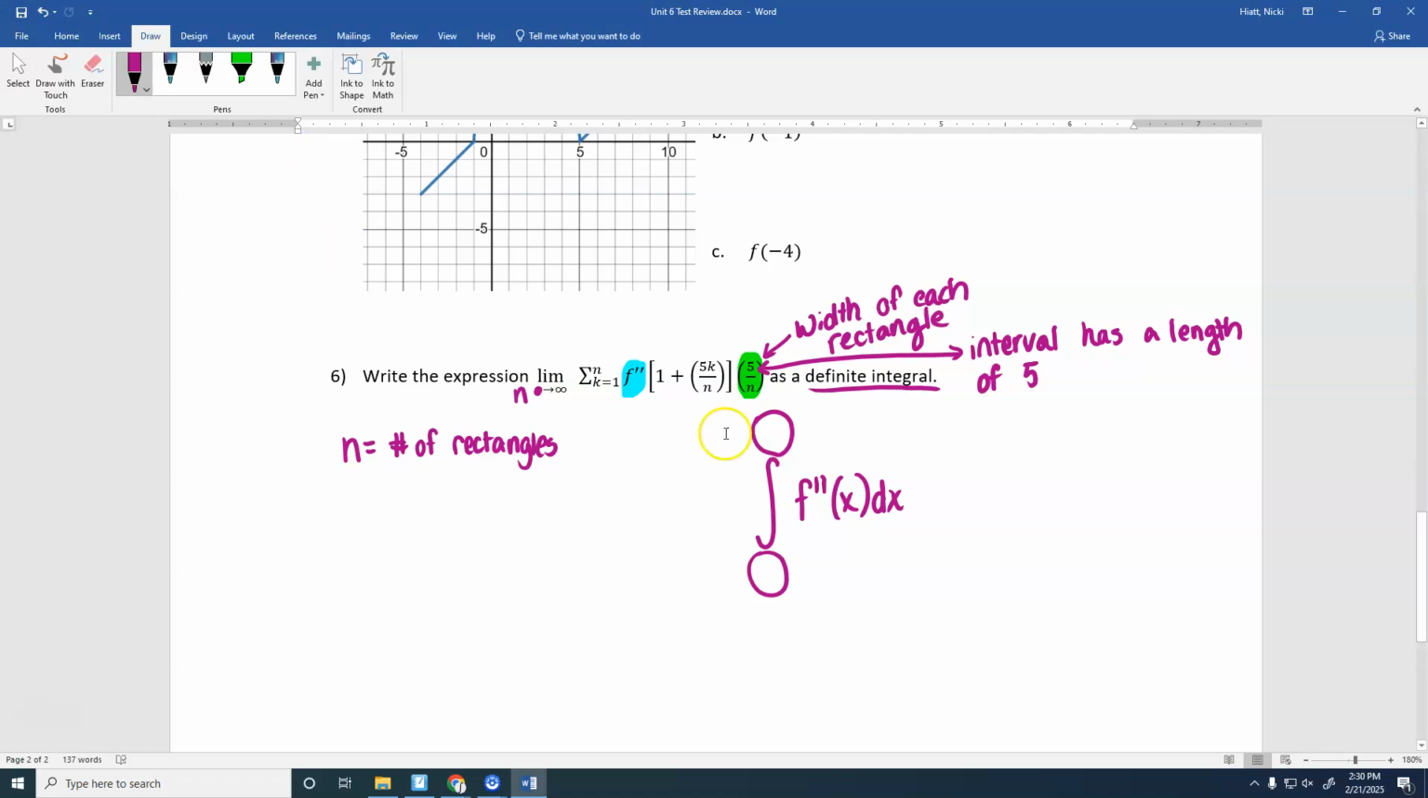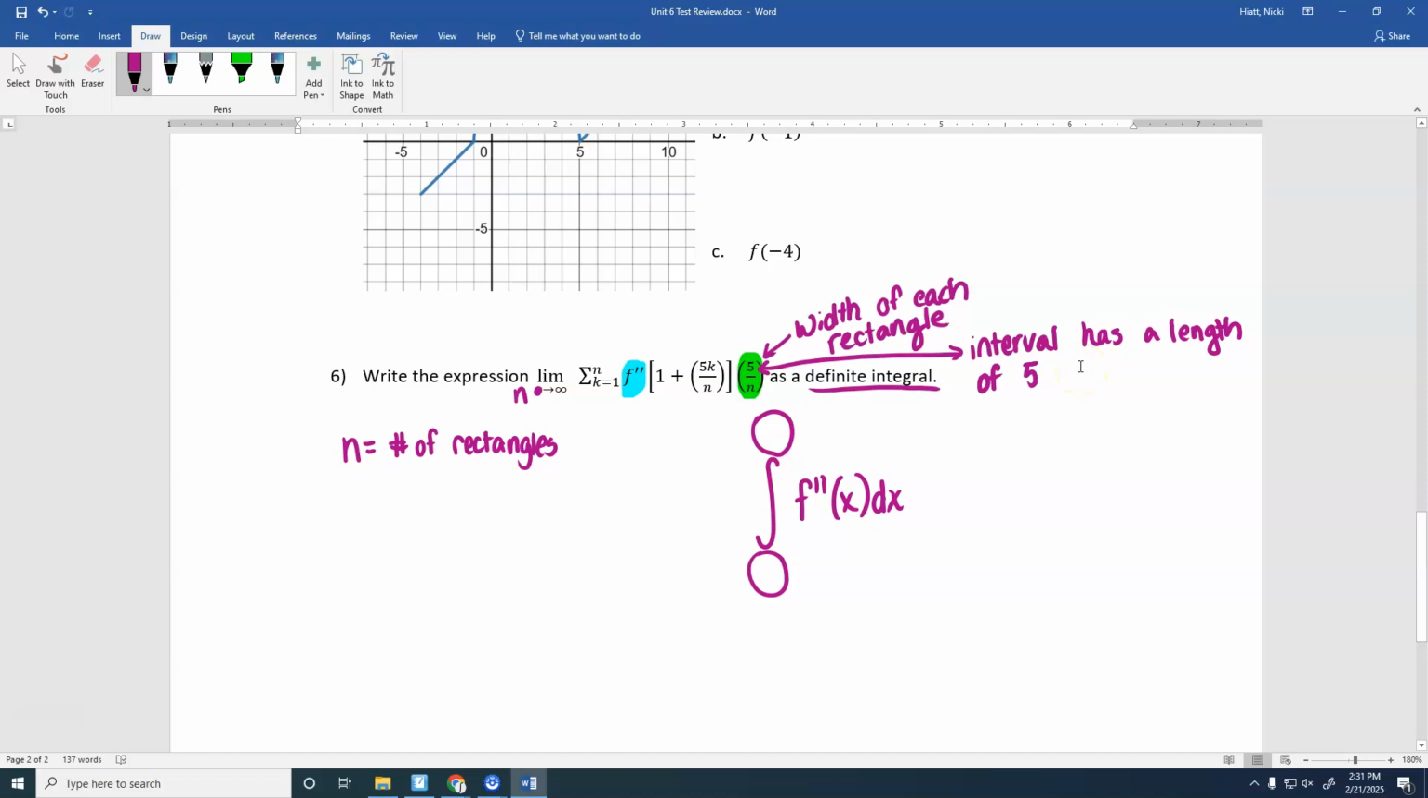It's also going to be on the outside of the function. Technically, it could be out here. It doesn't have to be at the end. It could be anywhere. So that does not tell you what your limits are. But if you had no clue, you could do 0 to 5, and you would at least have the length right. It really should be 1 to 6 or 2 to 7, but it needs to be numbers that are 5 apart.